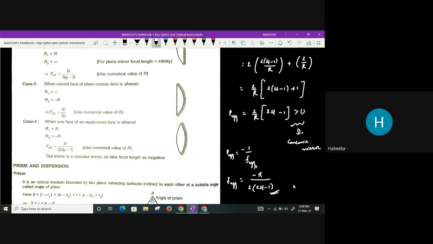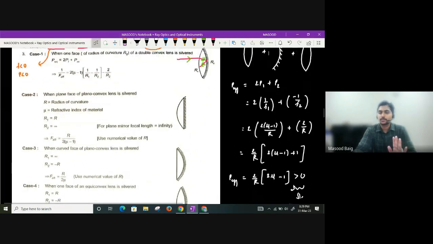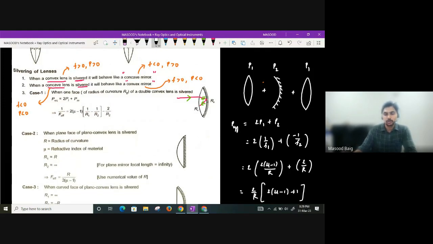Yes, sir. So whenever the silvering of lens concept is used or a question is given, we will use the effective power method. First, we will see what is happening to the incident ray. In the case that I have taken, the incident ray will first undergo refraction using a lens, then it will undergo reflection using a concave mirror, then it will again undergo refraction using a lens, guys. So overall, the effective power is 2p1 plus p2. If I assume this to be an equiconvex lens, just now we have seen the focal length of an equiconvex lens is r divided by 2 into mu minus 1. So I can write 1 by f value as 2 into mu minus 1 divided by r.